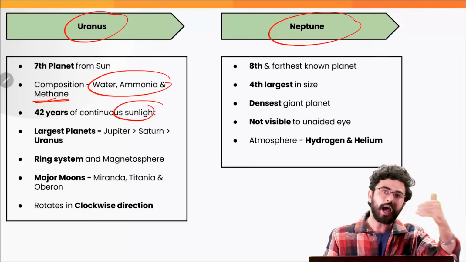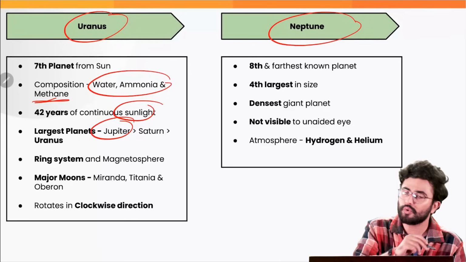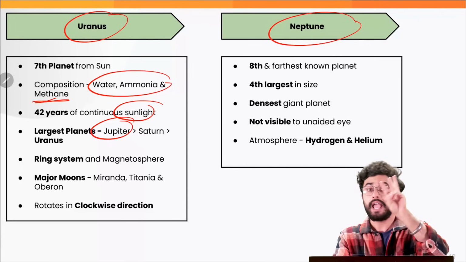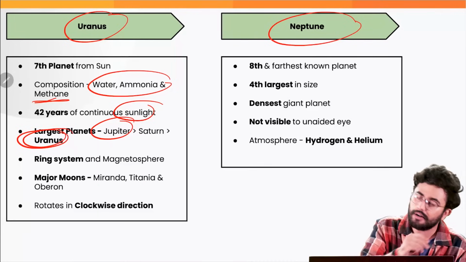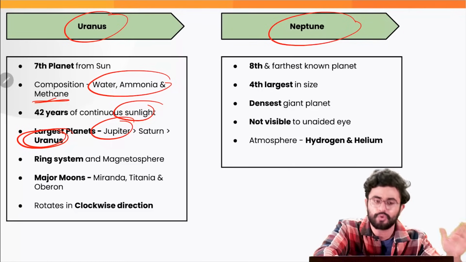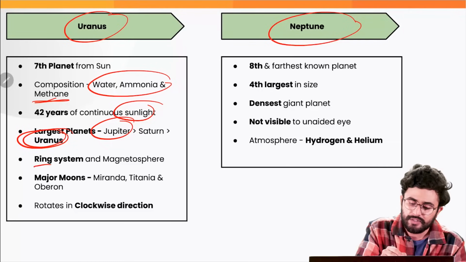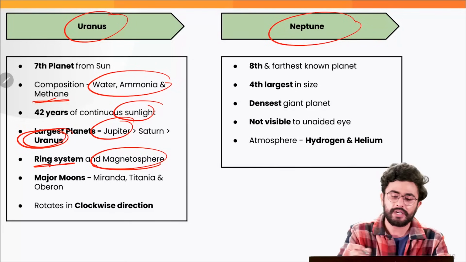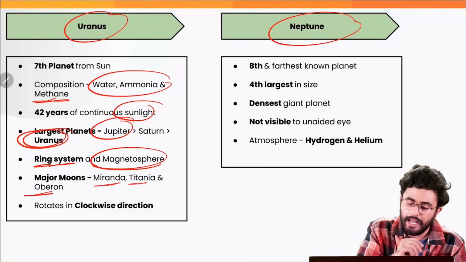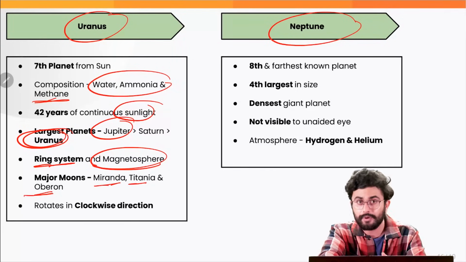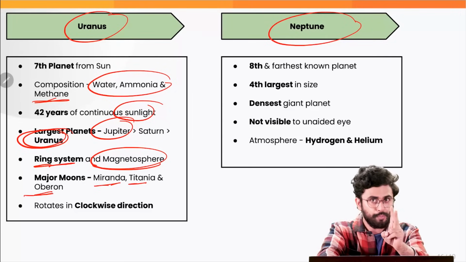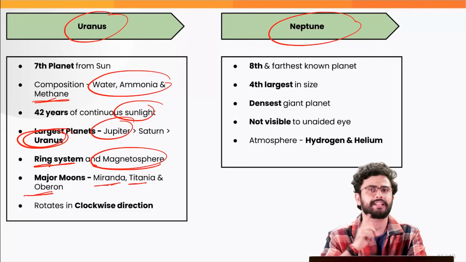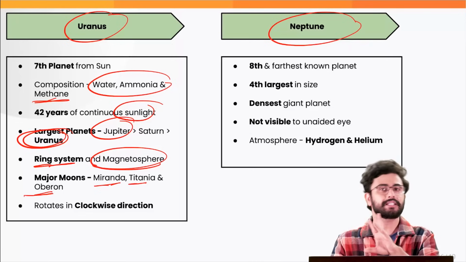When we talk about the largest planet in our solar system, it is Jupiter, followed by Saturn, and Uranus is the 3rd largest planet which we have in our solar system, where it basically contains what? The ring system and magnetosphere. And the major moons of Uranus are basically Miranda, Titania and Oberon. And remember that Uranus is one of the 2 planets which actually rotates in clockwise direction. Can any one of you name the second one?